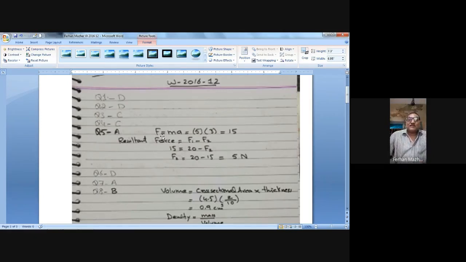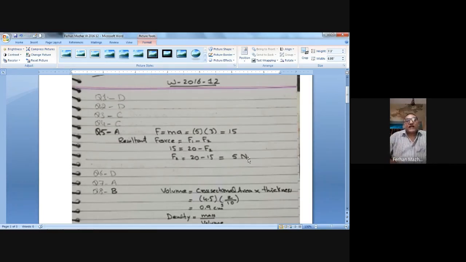it means that the second force which was applied should be opposite, because the resultant force is less than the applied force. Applied force is 20 Newton. The resultant force is 15 Newton. It means the second force which he was talking about in the question is opposite to the applied force. So resultant force can be F1 minus F2. Resultant force is 15, F1 is 20, and minus F2. Take F2 to the other side, bring this 15 to this side, 20 minus 15, so 5 Newton.